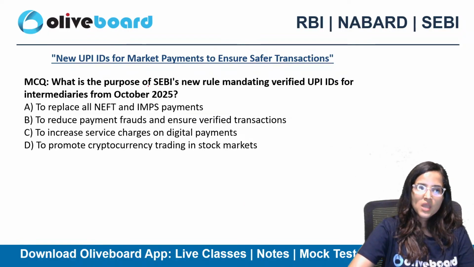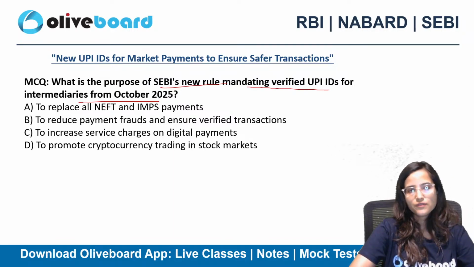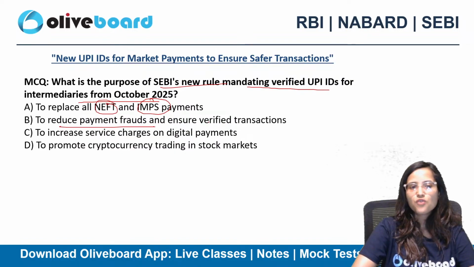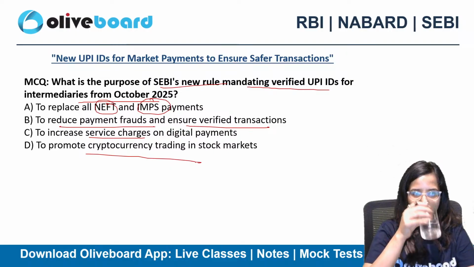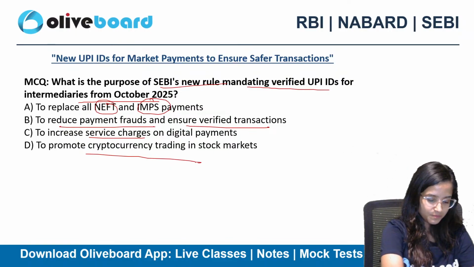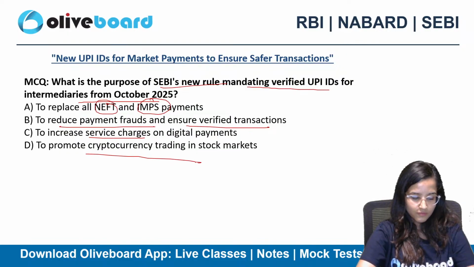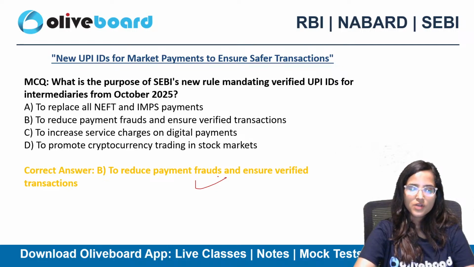So what is the purpose of SEBI's new rule mandating verified UPI IDs for intermediaries from October 2025? To replace all NEFT and IMPS system payments, to reduce payment frauds and ensure verified transactions, to increase service charges on digital payments, to promote cryptocurrency trading in stock markets. Right, to reduce payment frauds and ensure verified transactions. Okay?